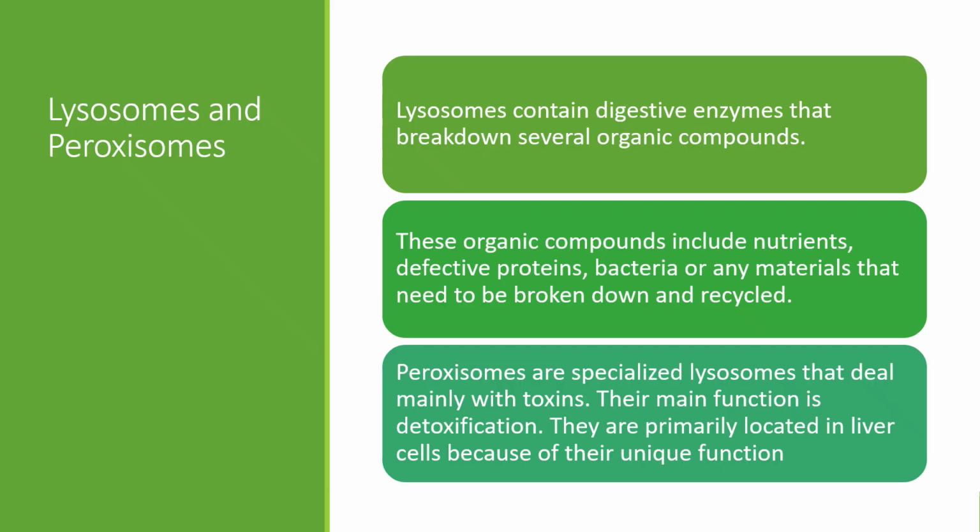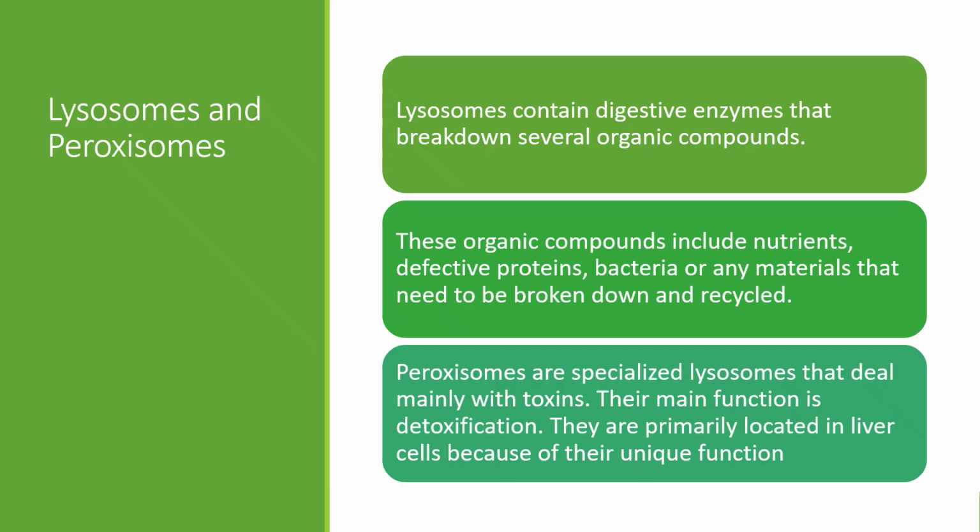Lysosomes and peroxisomes. So our cell as a factory is kind of a dirty place. It makes a lot of waste product. And so that is going to be the function of the lysosomes and peroxisomes. The lysosomes contain digestive enzymes and they break down organic compounds. These organic compounds sometimes can be nutrients that have been brought in through phagocytosis. It also can be defective proteins.